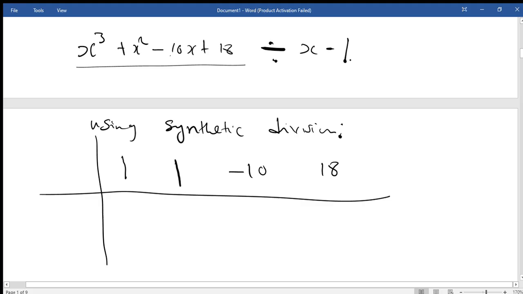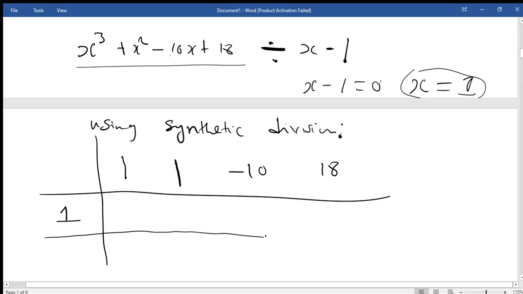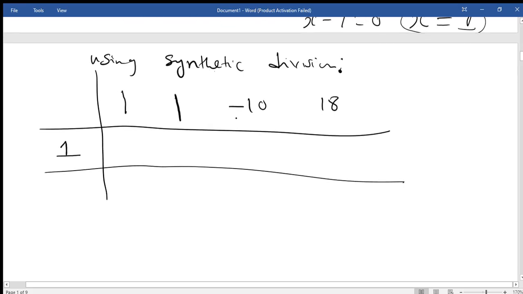We are trying to divide this by x minus 1. From the fact that x minus 1 equal to 0, the value of x is equal to what? 1. So in our division, we're not going to use negative 1. Negative 1 goes to the other side so that x is equal to positive 1. So we're going to divide this expression by a positive 1. Synthetic division focuses on what? Coefficients.